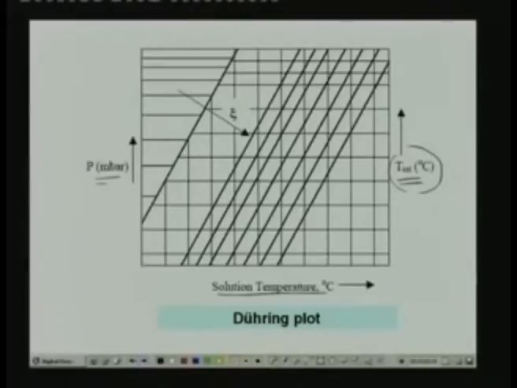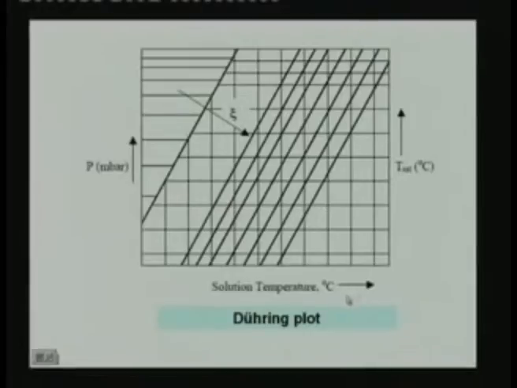You can also see that the data is available for different constant concentration lines. These are the constant concentration lines. Zeta is the concentration, and the concentration increases in this direction. If you are taking this to be pure water, then here zeta is 0 and zeta increases in this direction. This particular plot is known as a Dühring plot, and this plot can be easily used for obtaining the vapor pressure data.